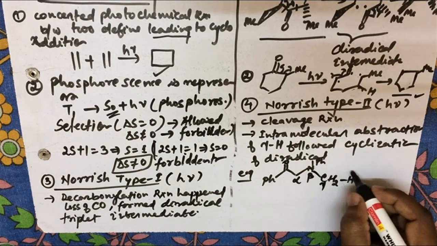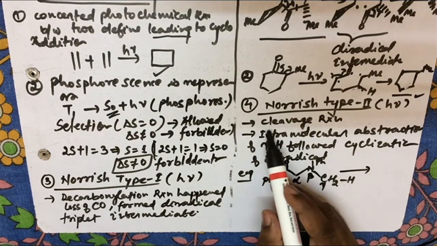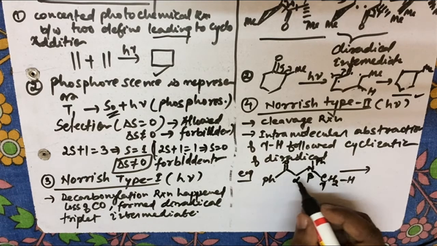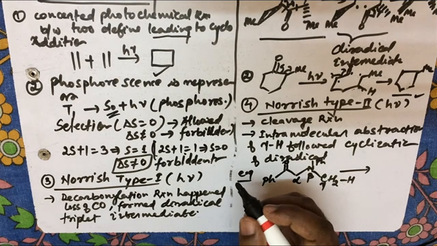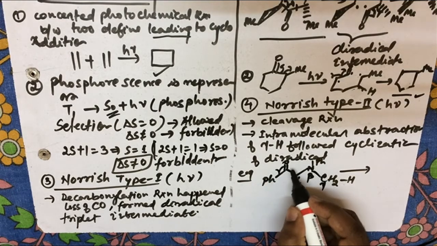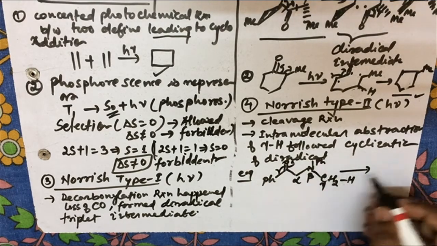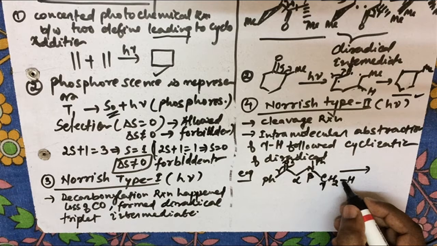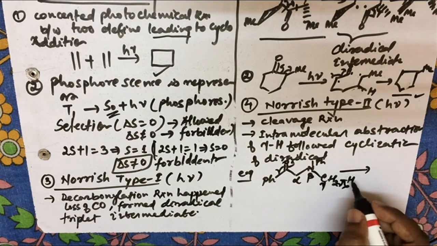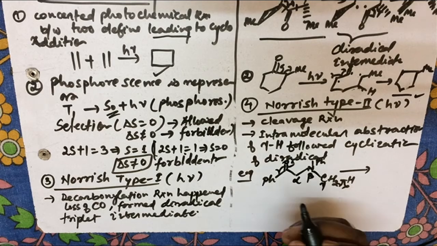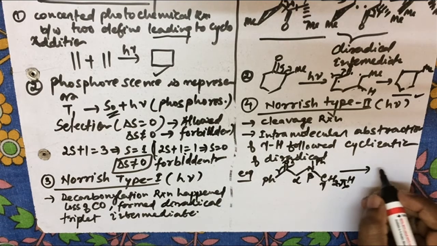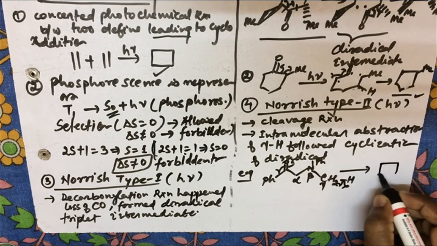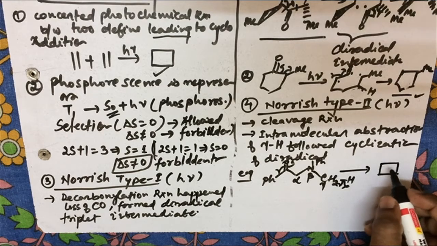Here what it says: cleavage happens, but with intramolecular abstraction the gamma hydrogen is abstracted. The cleavage happens, but intramolecular means this hydrogen will be abstracted to this position. So this will form a 4-membered ring.